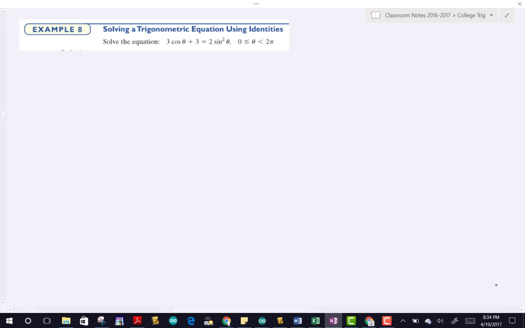So example 8 should kind of be talking to you and saying, hey, I look like I'm quadratic in form, but there's a problem because, wait, there's a cosine here and there's a sine squared there, so that doesn't quite work. So what we have to do is use one of our identities. What we're always trying to do is get our function in terms of just one trig function. So I've got to figure out what the best way is to do that. I know that sine squared of theta is equal to 1 minus the cosine squared of theta, because that's just a rearrangement of the Pythagorean identity.